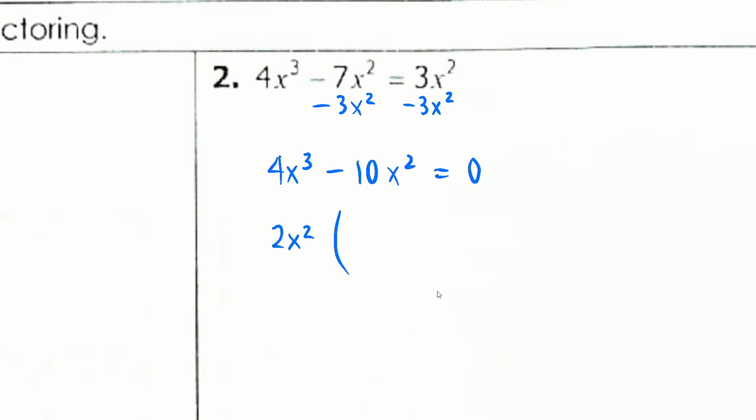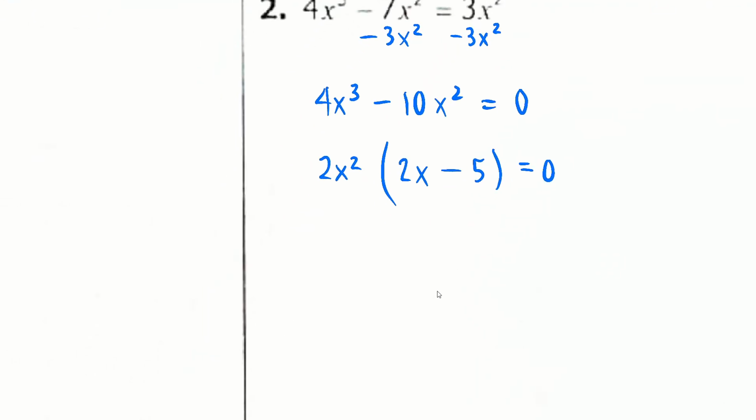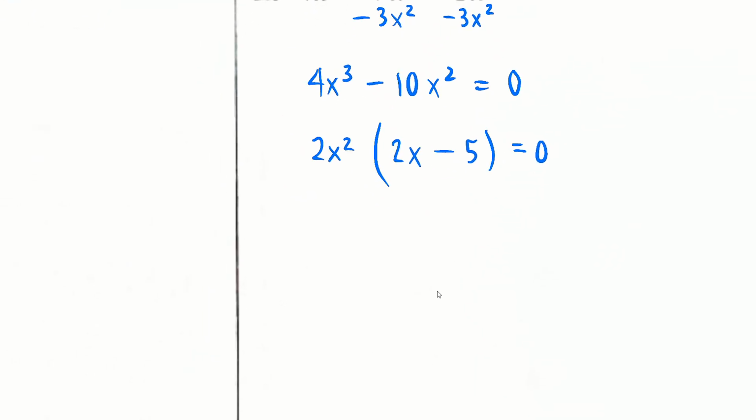2x squared. Let's see what we're left with. What's 4 divided by 2? 2. What's x cubed divided by x squared? X. What's negative 10 divided by 2? Negative 5. And what happens to x squared divided by x squared? Cancels. So here we have it. Ready? Let's take our factors. We've gone as far as we can. Let's take our factors, set them equal to 0, and solve.